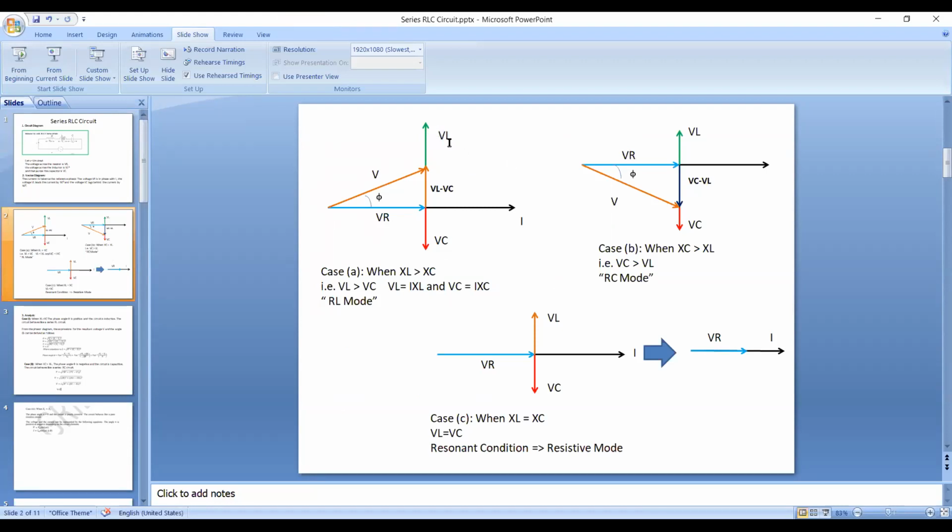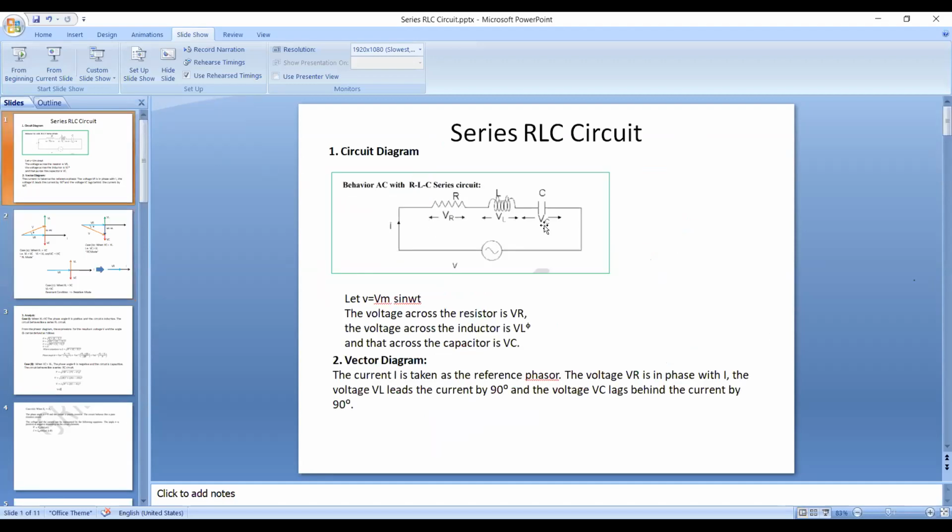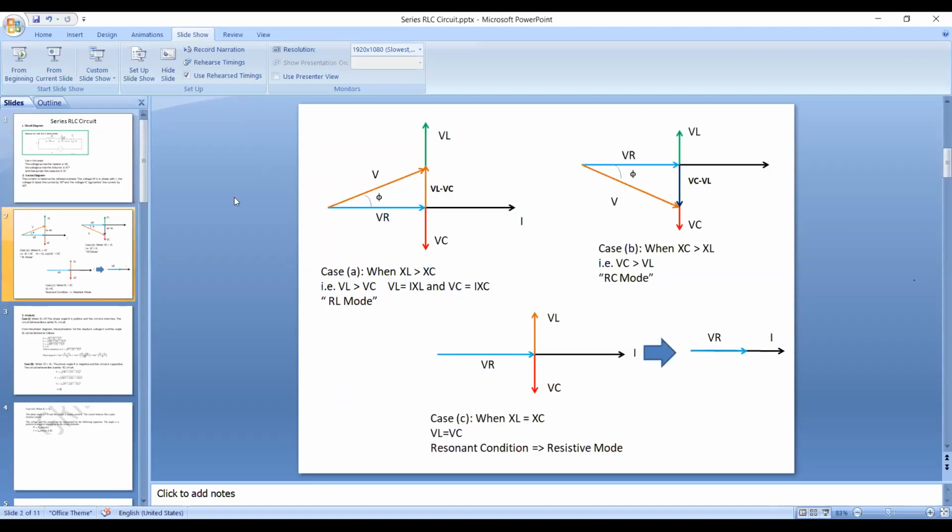All right. Inductive voltage VL leads the current by an angle of 90 degrees. Next, you project the capacitive voltage VC with respect to current. Capacitive voltage lags the current by an angle of 90 degrees. Hence, VC is projected in the downward direction.